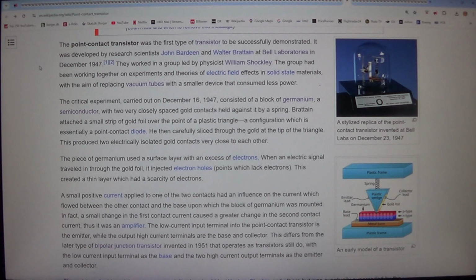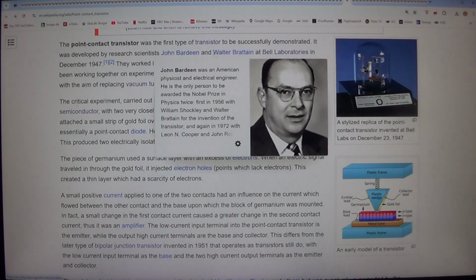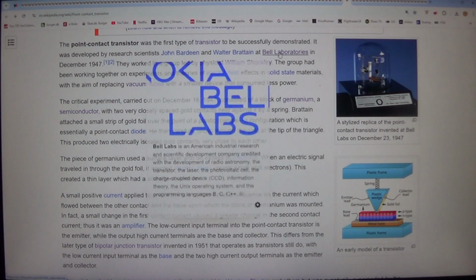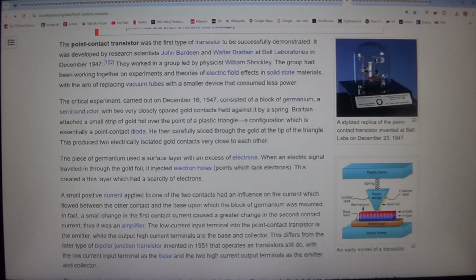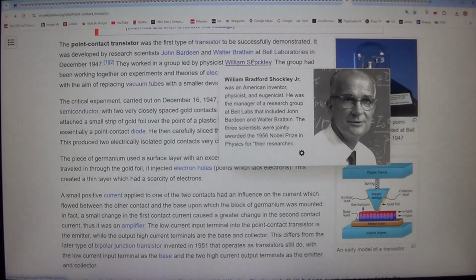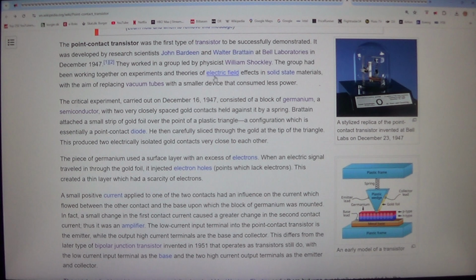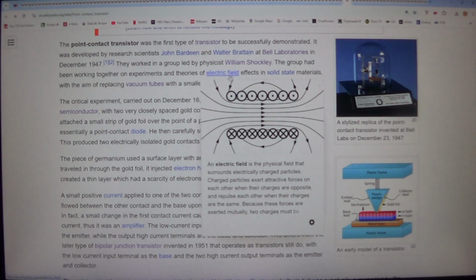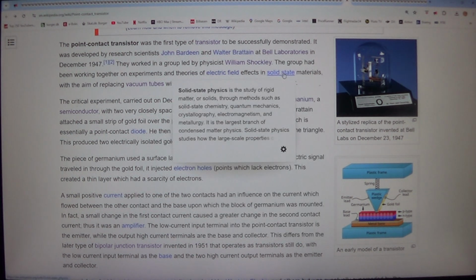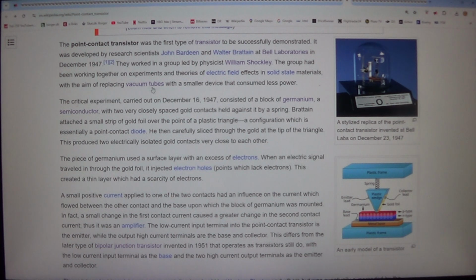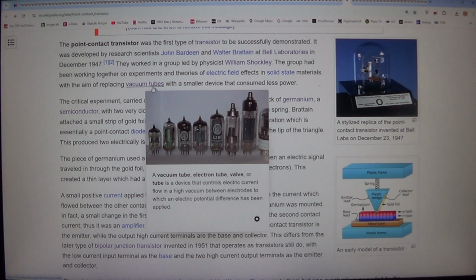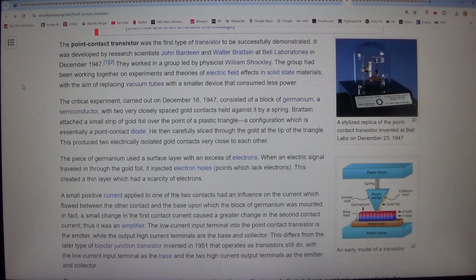The point contact transistor was the first type of transistor to be successfully demonstrated. It was developed by research scientists John Bardeen and Walter Brattain at Bell Laboratories in December 1947. They worked in a group led by physicist William Shockley. The group had been working together on experiments and theories of electric field effects in solid-state materials, with the aim of replacing vacuum tubes with a smaller device that consumed less power.